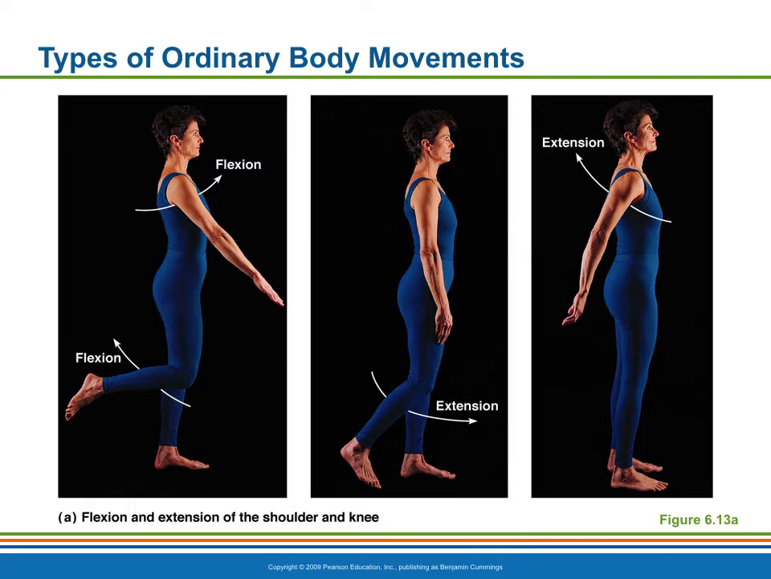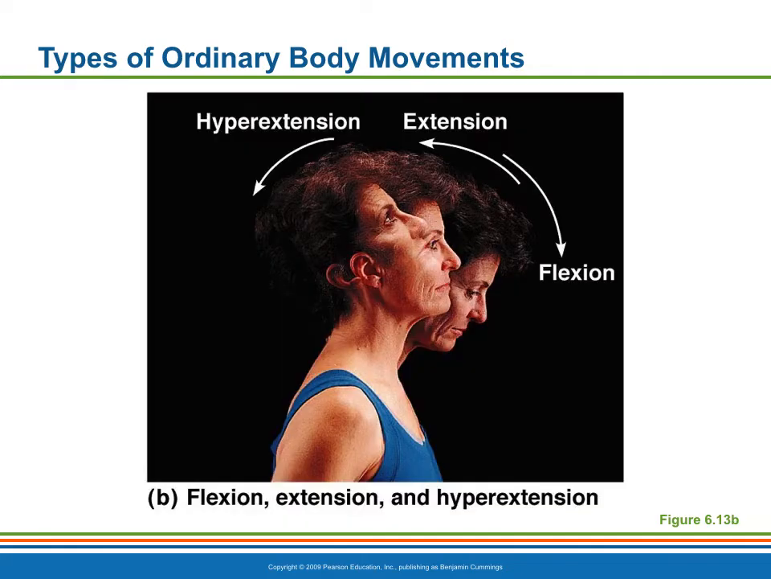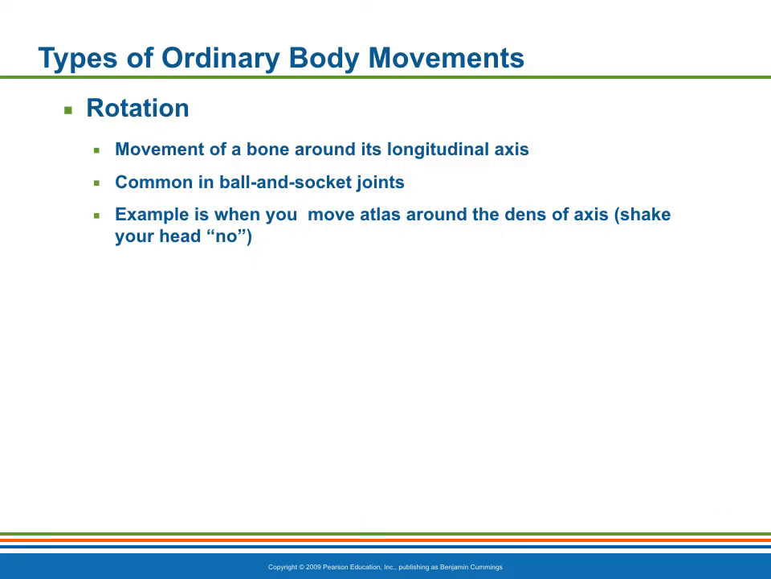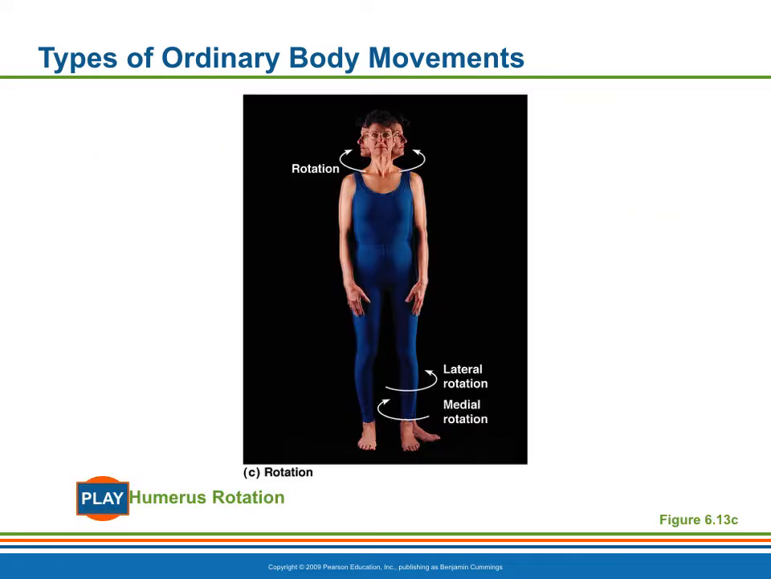Here you can see the flexion and extension of the shoulder and the knee. And in this one, we show the hyperextension of the head. Rotation is a movement of bone around its longitudinal axis. Rotation is a common movement of ball and socket joints and describes the movement of the atlas around the dens of the axis in the vertebrae, as in shaking your head, no. Here you can see different areas of rotation.